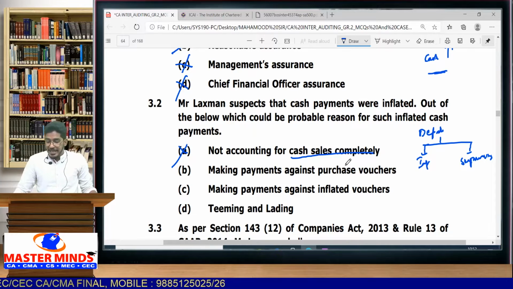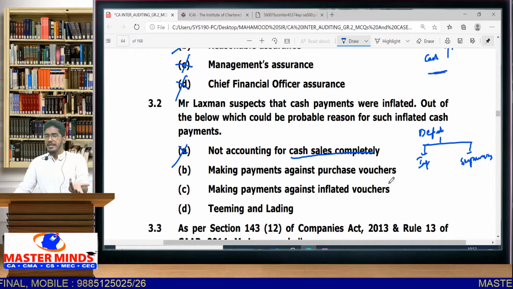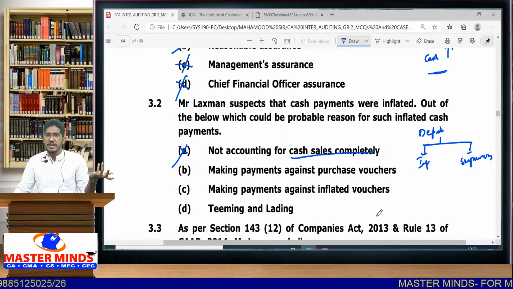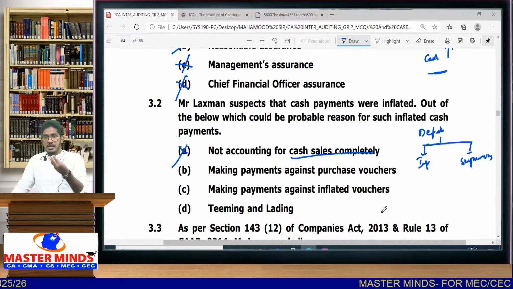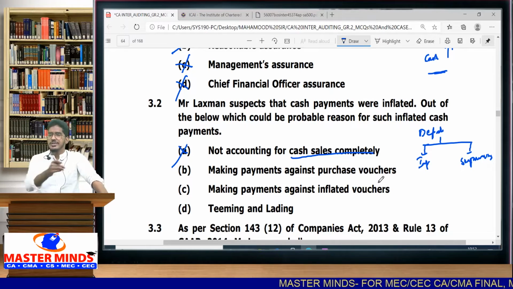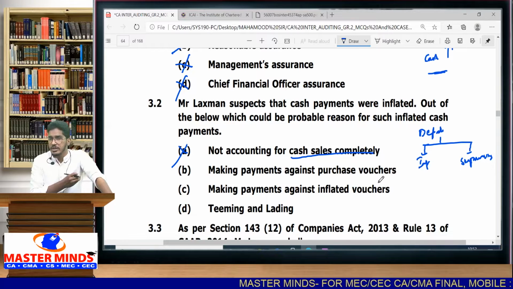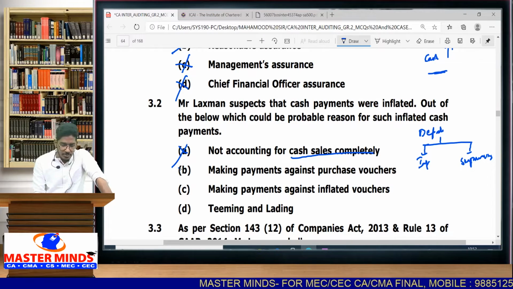B, making payments against purchase vouchers. You have made purchases and you are making payment against those vouchers. There is no inflating. You have made purchases against those vouchers, you are making payment. So there is no case of making higher payments. It is a correct payment only. So B is also wrong.